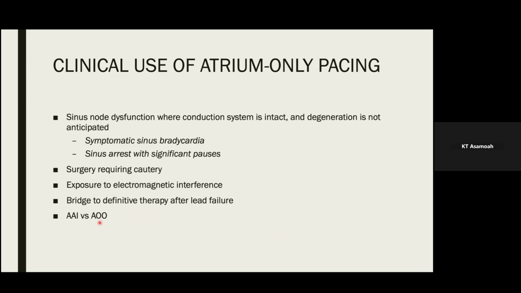One way you can easily do AOO is just to put a magnet on top of the pacemaker and it automatically switches to AOO as long as the magnet is there. Once the magnet is taken off, then it goes back to whatever mode you had it in already.